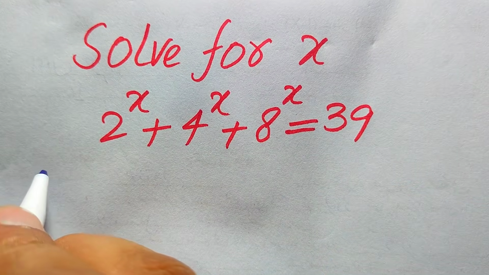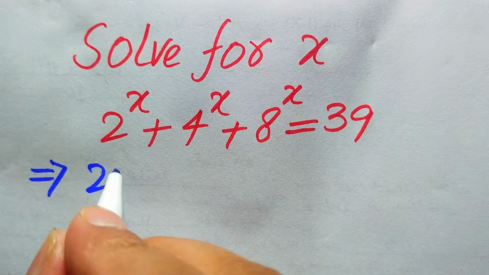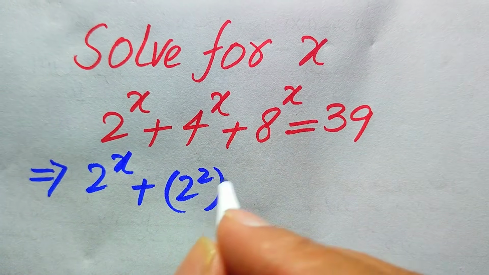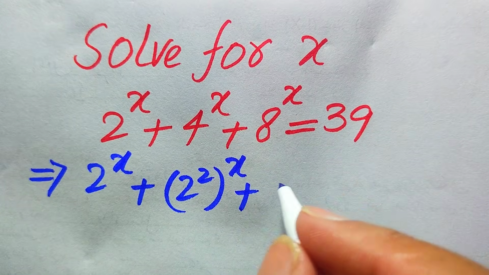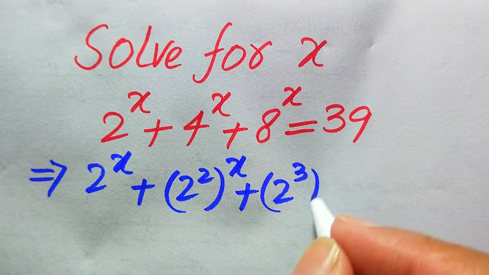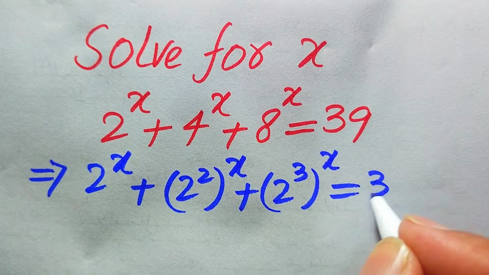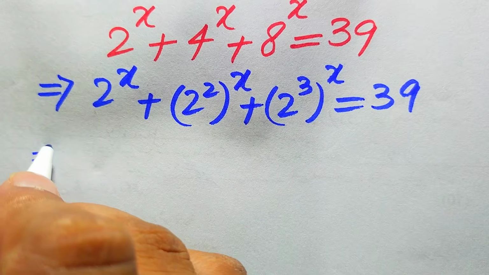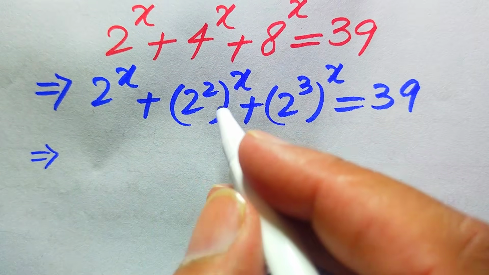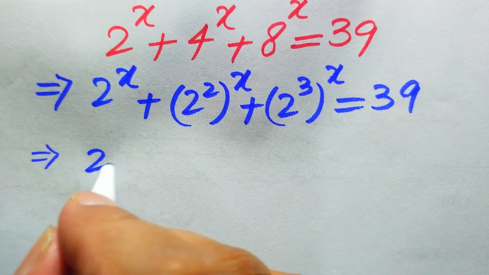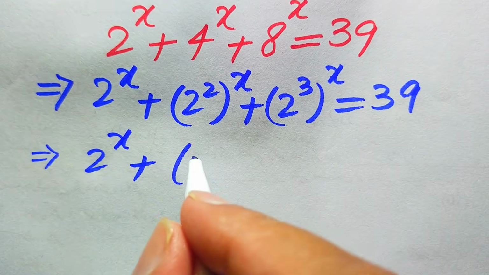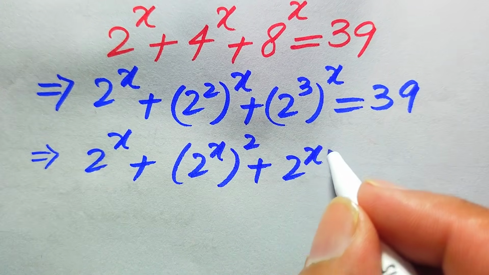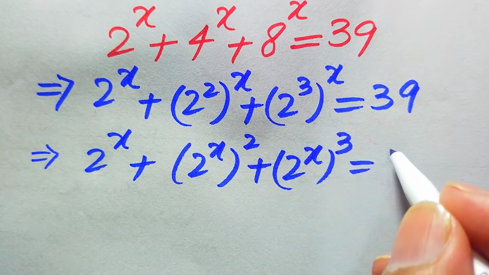Now we first rewrite this equation as 2 to the power of x plus, 4 we write as 2 squared and its whole power x, plus 8 we write as 2 cubed and its whole power x, is equal to 39. In the next step we use the exponent rule and interchange both of these exponents, and we get 2 to the power of x plus 2 to the power of x whole squared plus 2 to the power of x whole cubed is equal to 39.